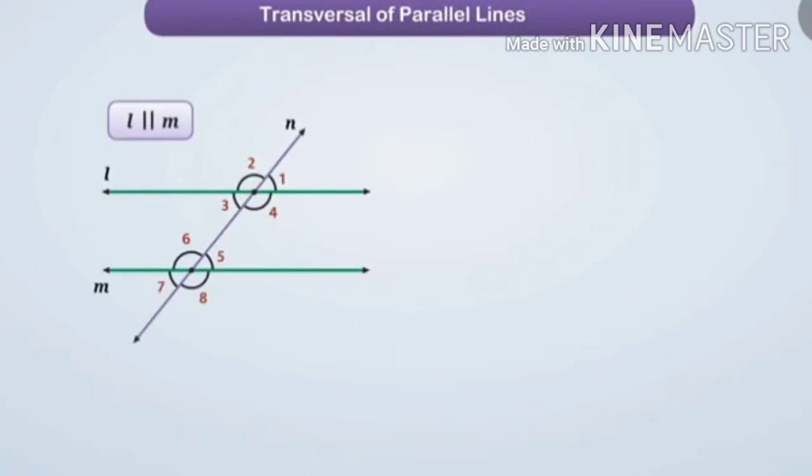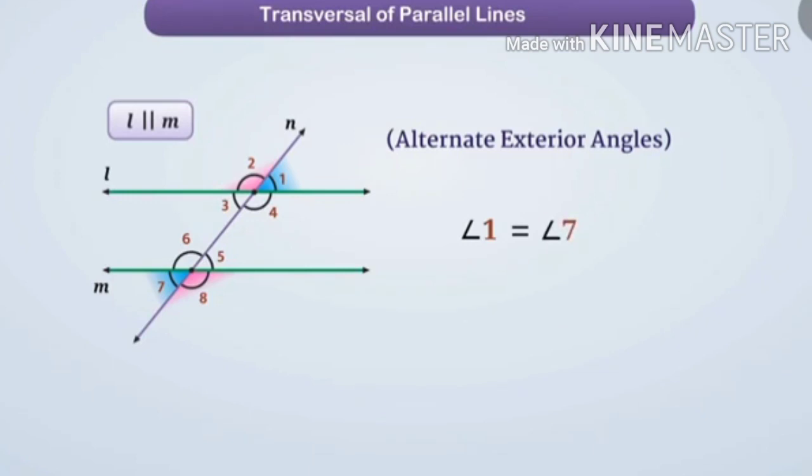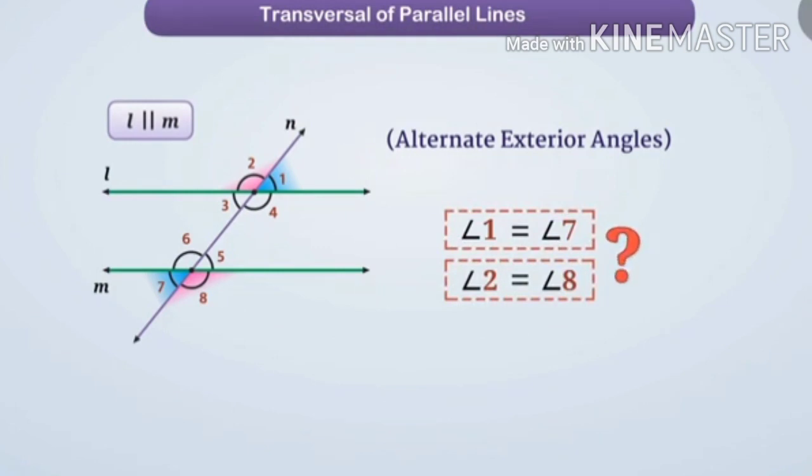Similarly, the pair of alternate external angles formed by the transversal of parallel lines is also equal. Hence, angle 1 is equal to angle 7 and angle 2 is equal to angle 8. You should find out the reason why.